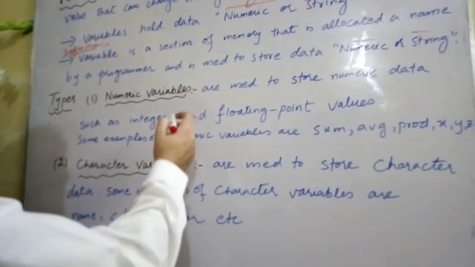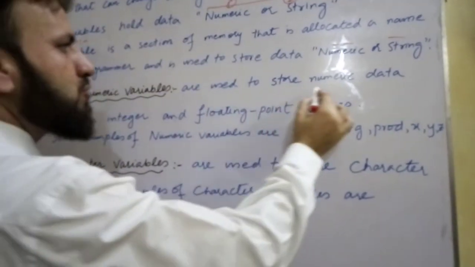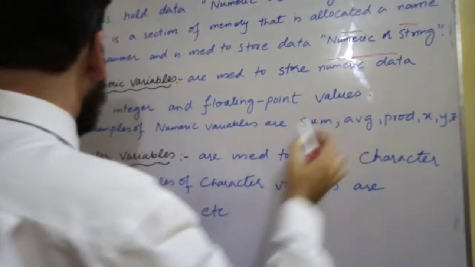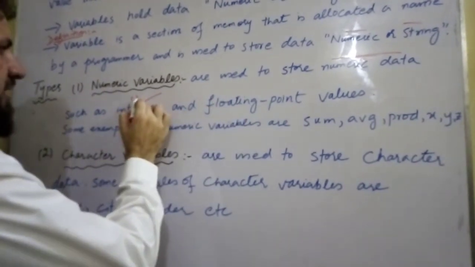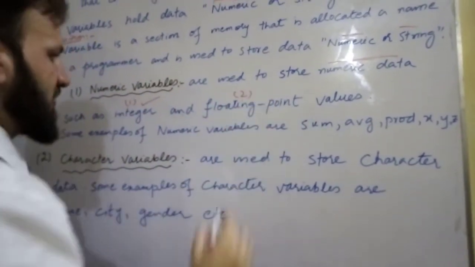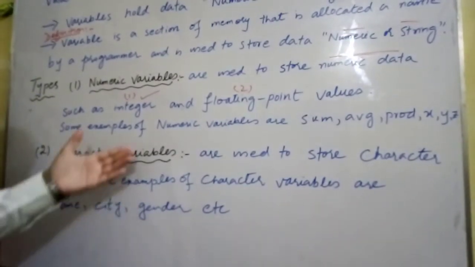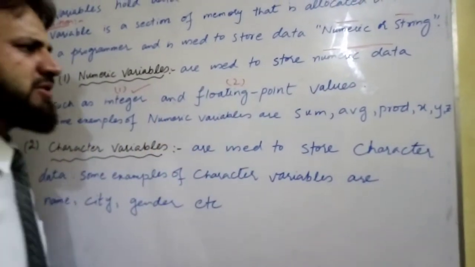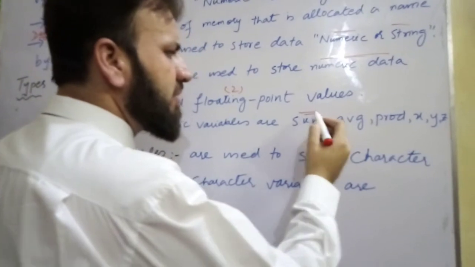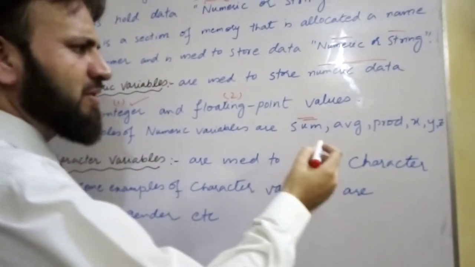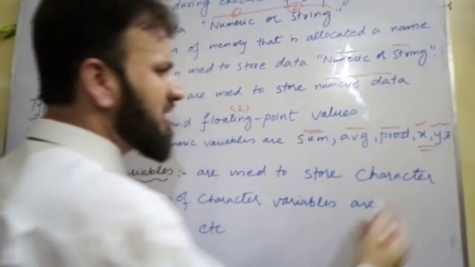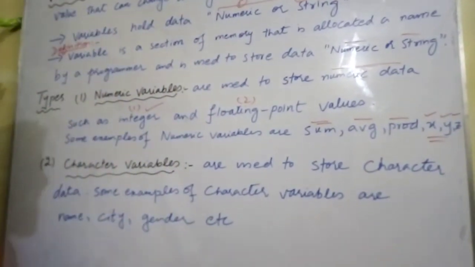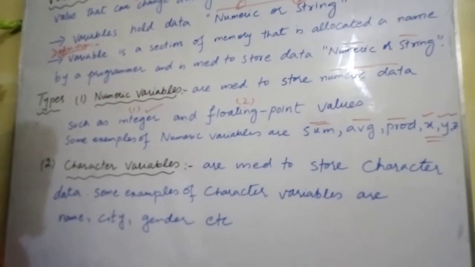Now what are numeric variables? Numeric variables are used to store numeric data such as integer and floating point values. Some examples of numeric variables are sum, where generally we store the sum of numbers, average, product. Similarly x, y, z, these are variables. These are numeric variables and they store numeric data.